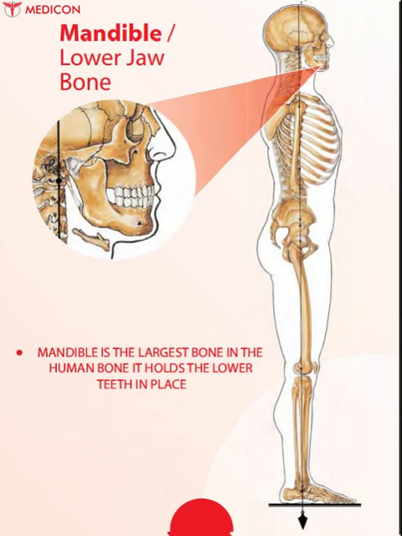Mandible. The mandible is the largest bone in the human skull. It holds the lower teeth in place. It assists in mastication and forms the lower jawline. The mandible is composed of the body and the ramus and is located inferior to the maxilla. The body is a horizontally curved portion that creates the lower jawline.